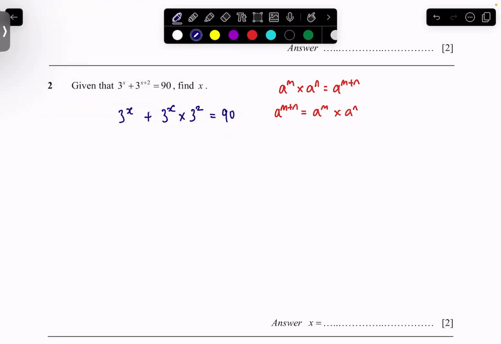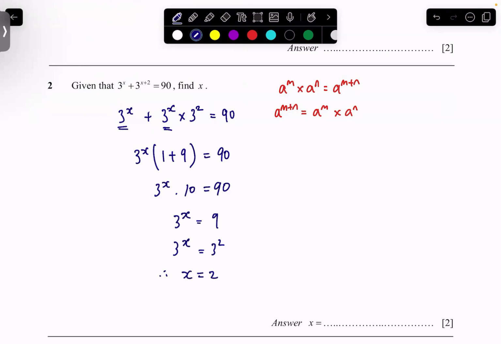Equals 90. Now 3 to the power of x is a common factor, so I can factorize it out. When I factorize out, I'll have 3 to the power of x times (1 plus 3 squared) equals 90. So 1 plus 9 is 10. So 3 to the power of x times 10 equals 90. 3 to the power of x equals 9. 3 to the power of x equals 3 squared. Therefore, x equals 2.